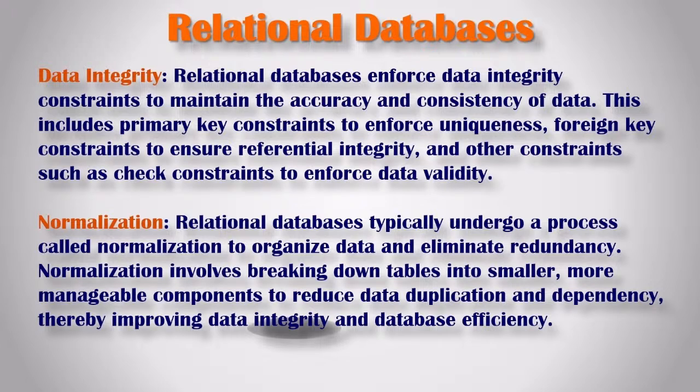Normalization. Relational databases typically undergo a process called normalization to organize data and eliminate redundancy. Normalization involves breaking down tables into smaller, more manageable components to reduce data duplication and dependency, thereby improving data integrity and database efficiency.